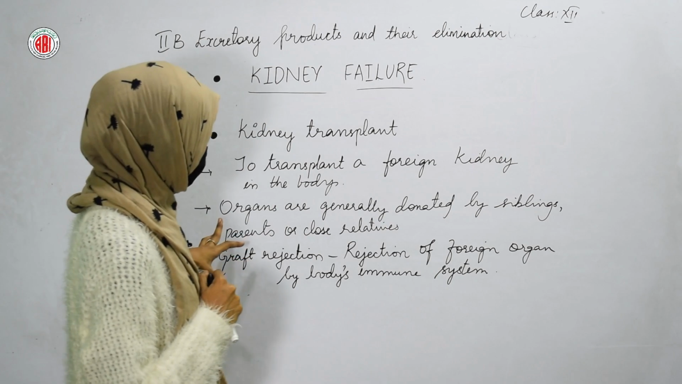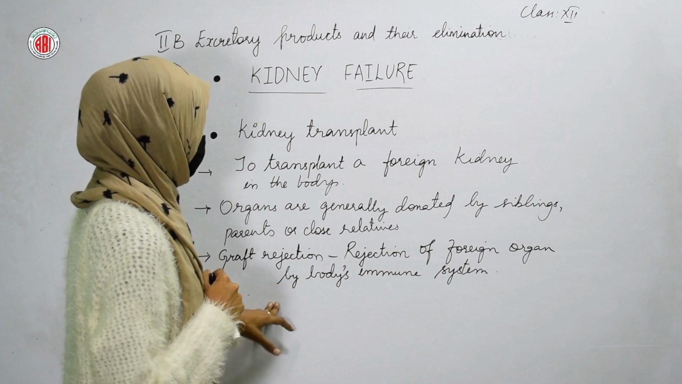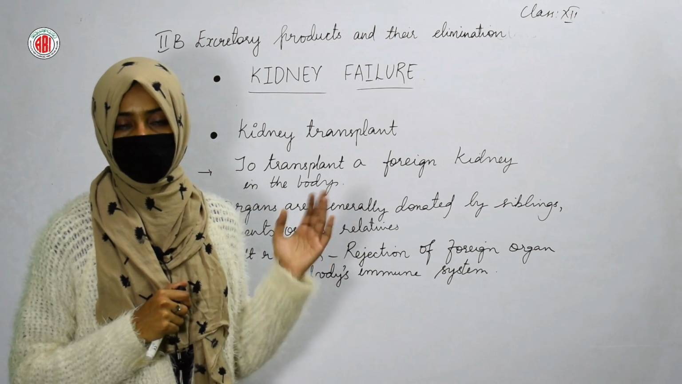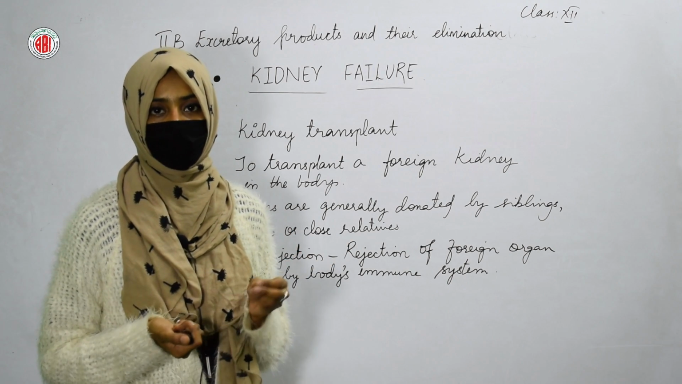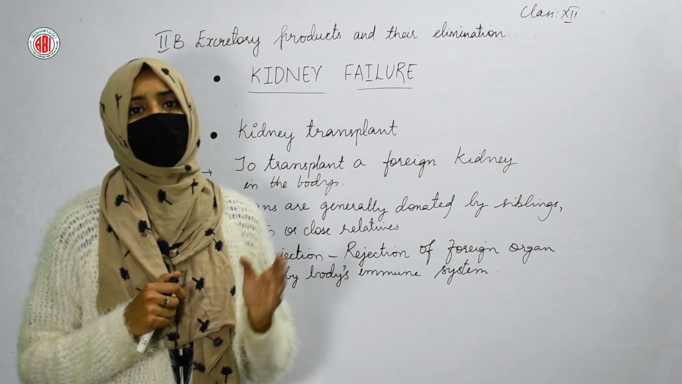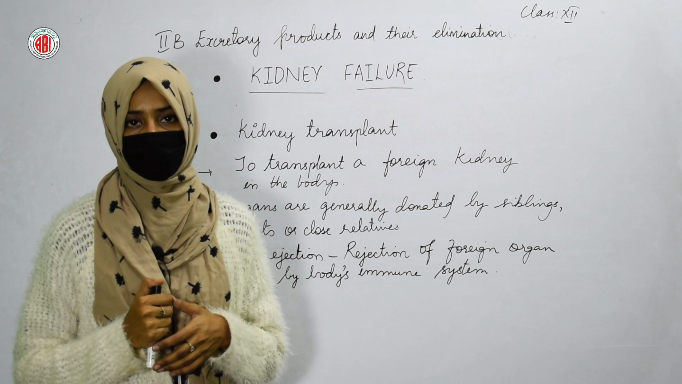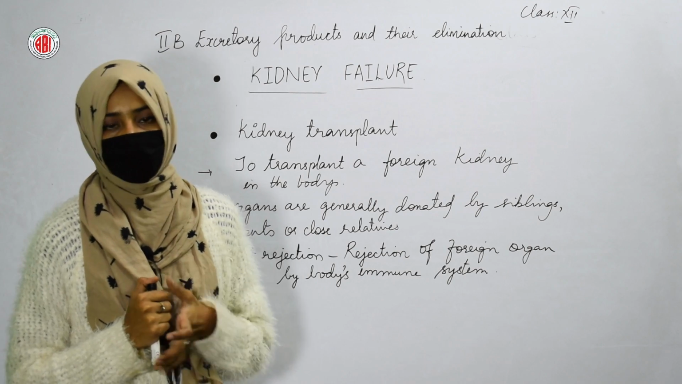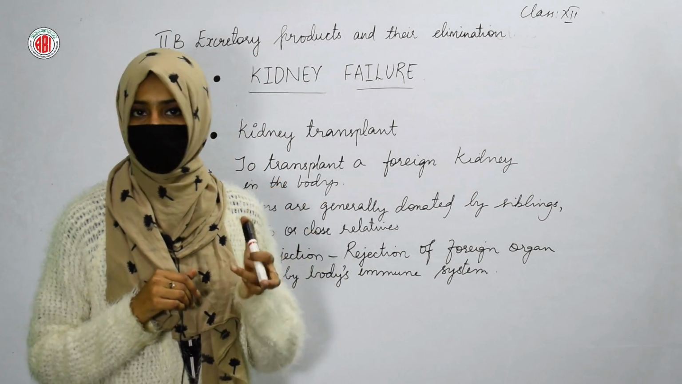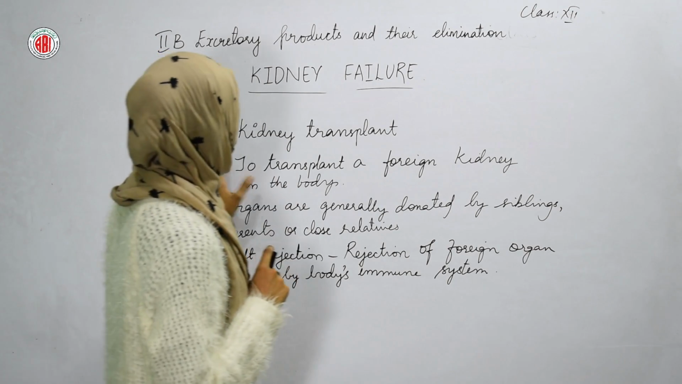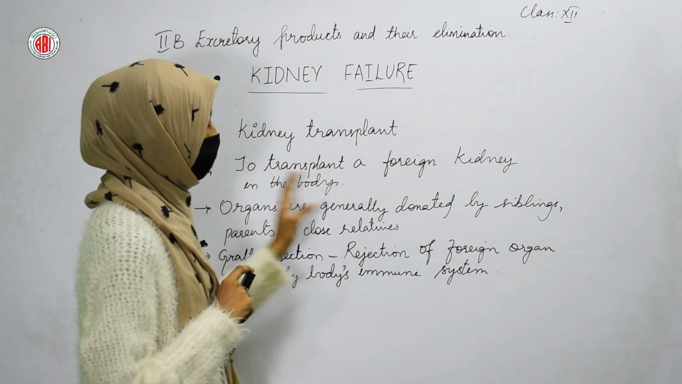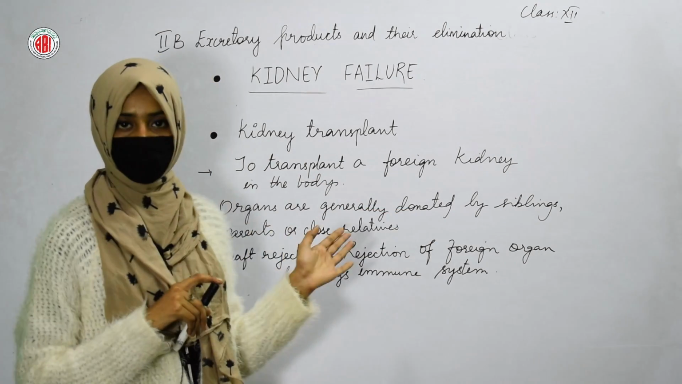So in graft rejection, what happens? Rejection of the foreign organ by the body's immune system can be seen. If the kidney transplantation fails, then the kidney transplanted into the patient's body would not work. This will fail if we take the kidney from other persons instead of taking it from siblings, parents, or close relatives.